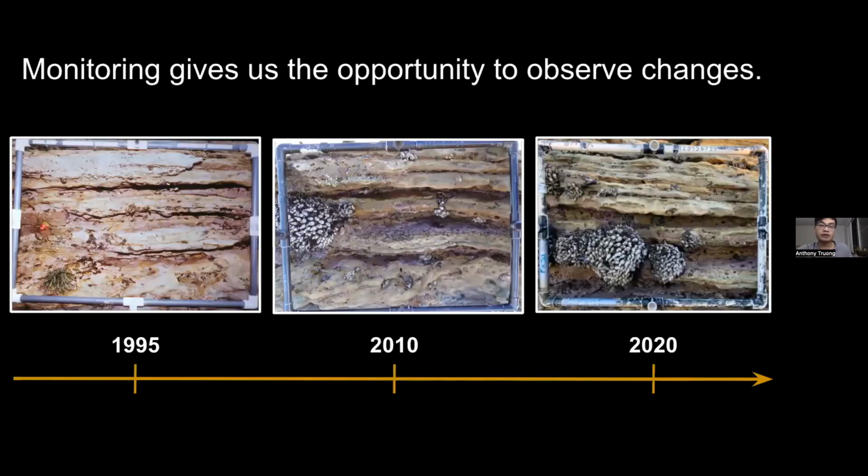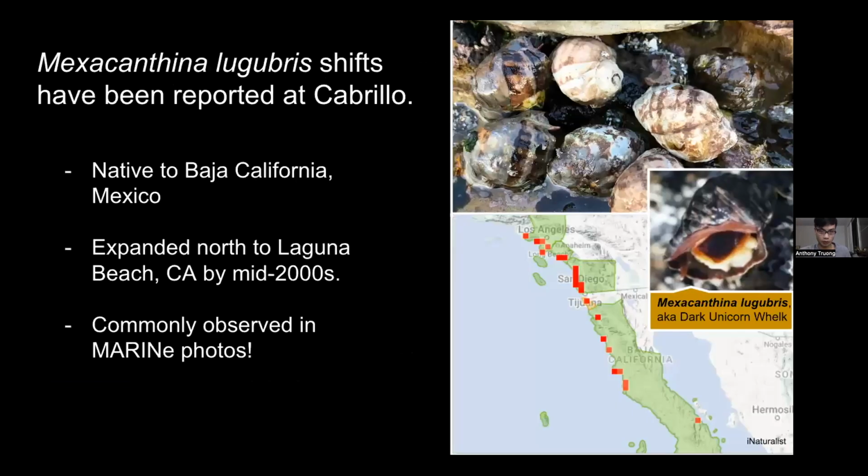So this gives us a really unique opportunity because now we can observe changes throughout time. This is the same plot in 1995 here on the left. And as we move to the right, you can see that this cluster of barnacles is growing and growing and growing. And so we can see species growing, we can see them decline, and we can see them come and enter when previously they weren't there before.